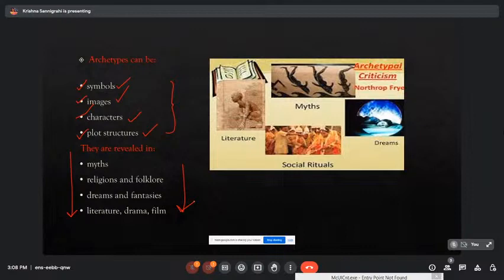Right? So, what are the kinds of archetypes? The archetypes are in the form of symbols, images, characters and plot structures. And they are revealed through what? Through myths, religions and folklore, dreams and fantasies, literature, drama, film. Right? So these are the areas through which archetypes can be explained and seen.